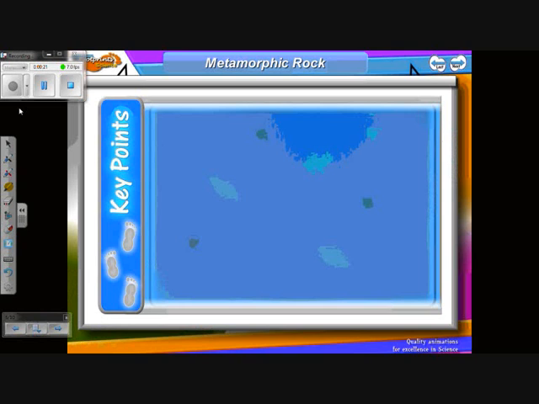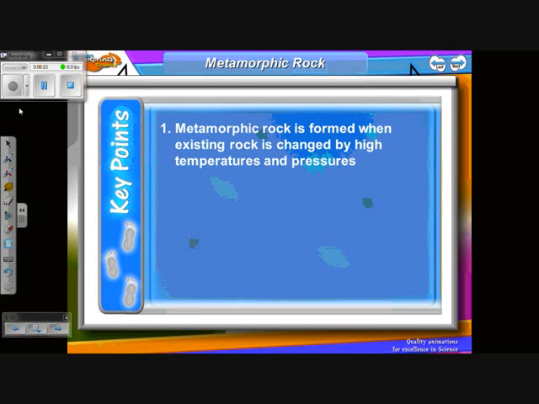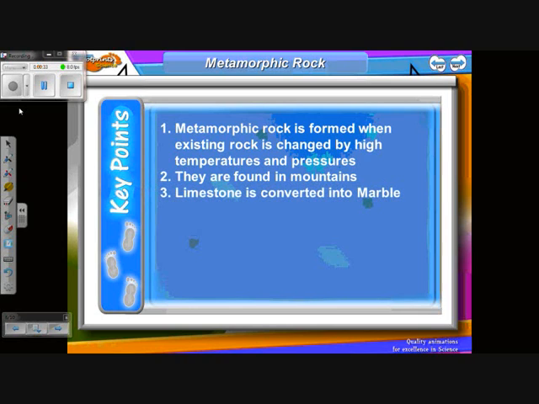Okay, now on to metamorphic rocks. Metamorphic rocks are formed when existing rocks change by high temperature and pressure. They are found in mountains. Limestone is converted into marble. If the rock is heated too much, it might turn into magma. So literally it's taking us back to the beginning.